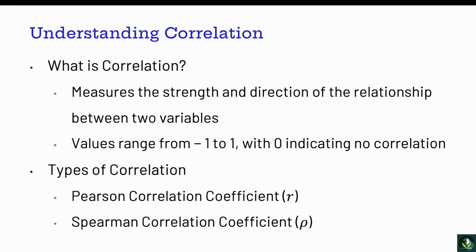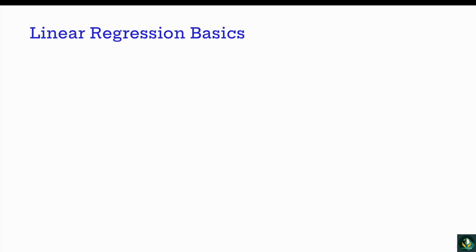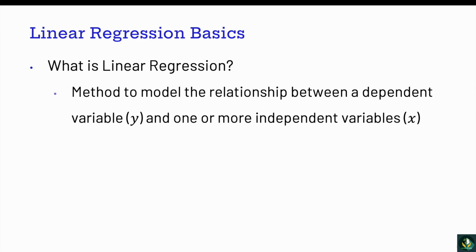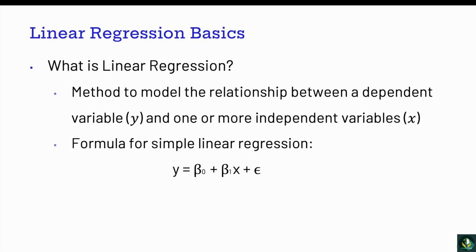Next, let's look at linear regression basics. Now, what is linear regression? It is a method to model the relationship between a dependent variable y and one or more independent variables x. The formula for simple linear regression is y equal to b0 plus b1x plus e, where b0 is the intercept, b1 is the slope, which indicates the change in y for a 1 unit change in x, and e is the error term.